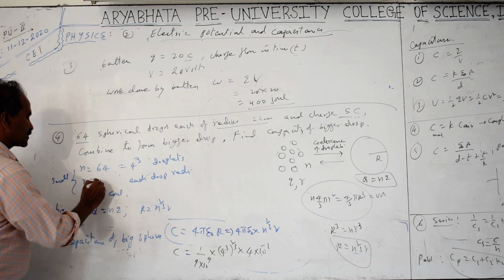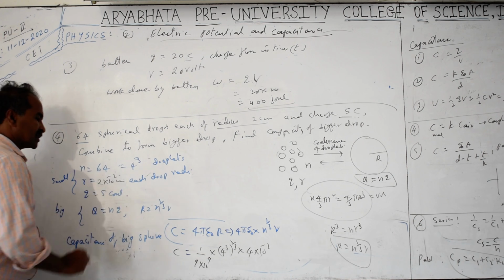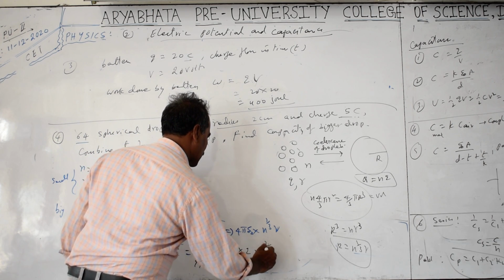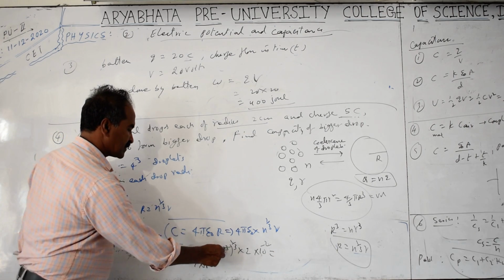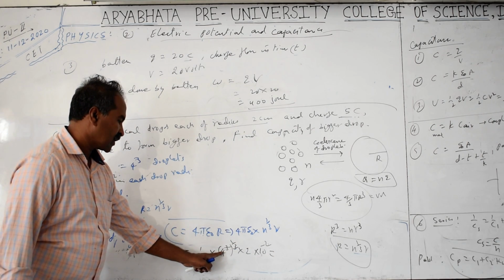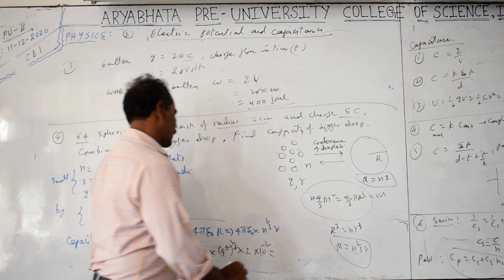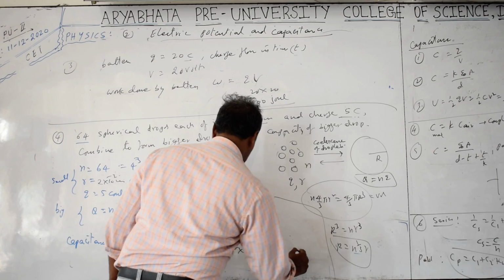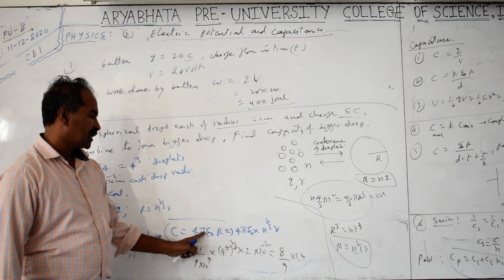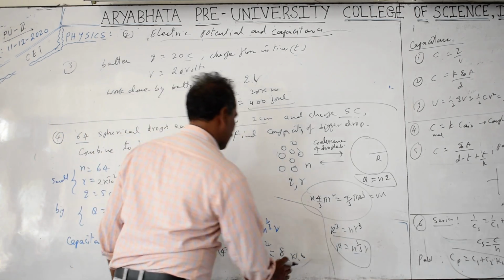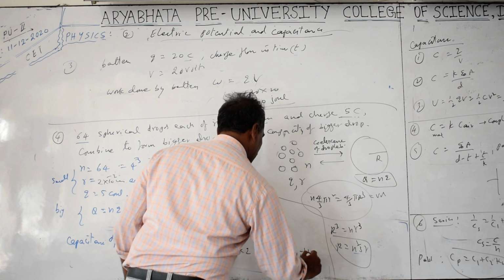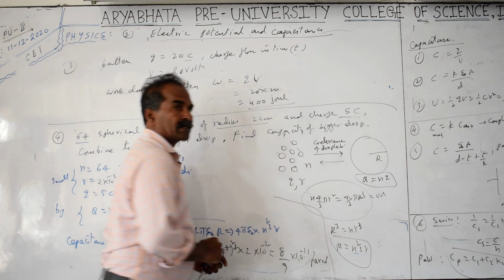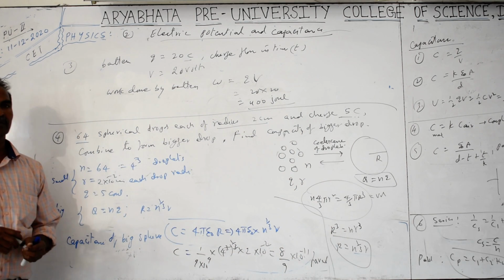Radius is 2 centimeters, that is 2 into 10 to the power of minus 2 meters. So this power cancels, and what is left out is 4 over, 4 into 2, 8 by 9, into 10 to the power of minus 9. Minus 9, minus 2, minus 11. Capacitance is in farads. That is the answer: 8 by 9 into 10 to the power of minus 11 farads.